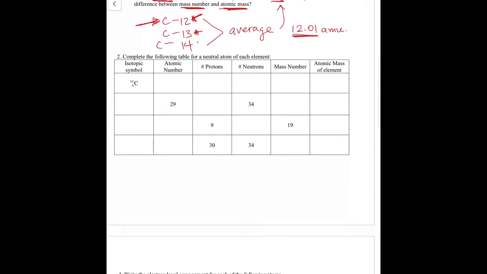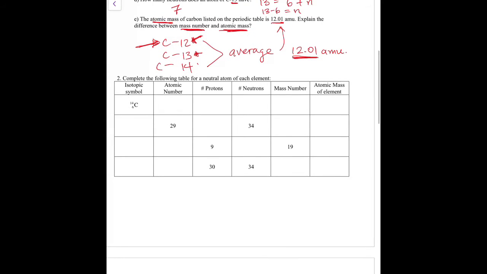So go ahead and fill out this table now to really see if you understand how to count protons and neutrons and what the mass number versus the atomic mass of an element is.